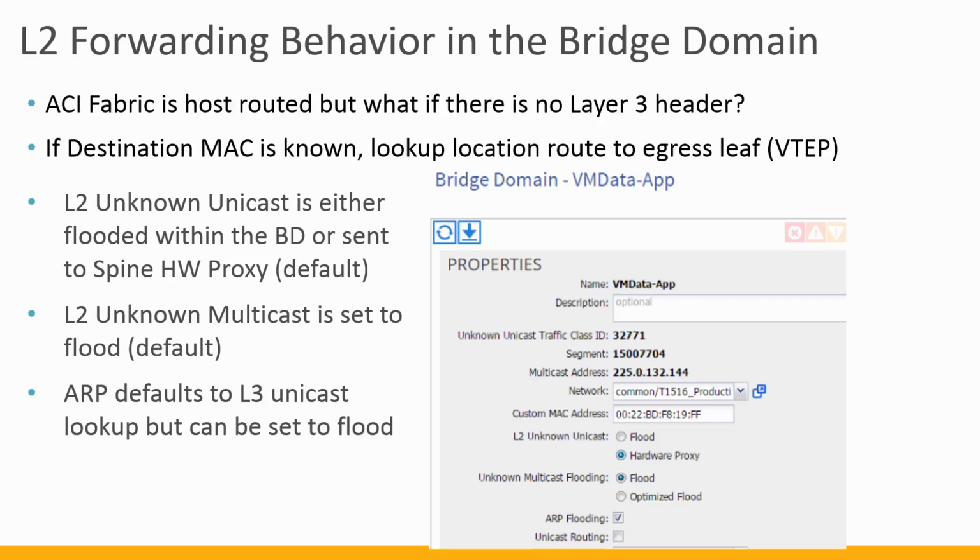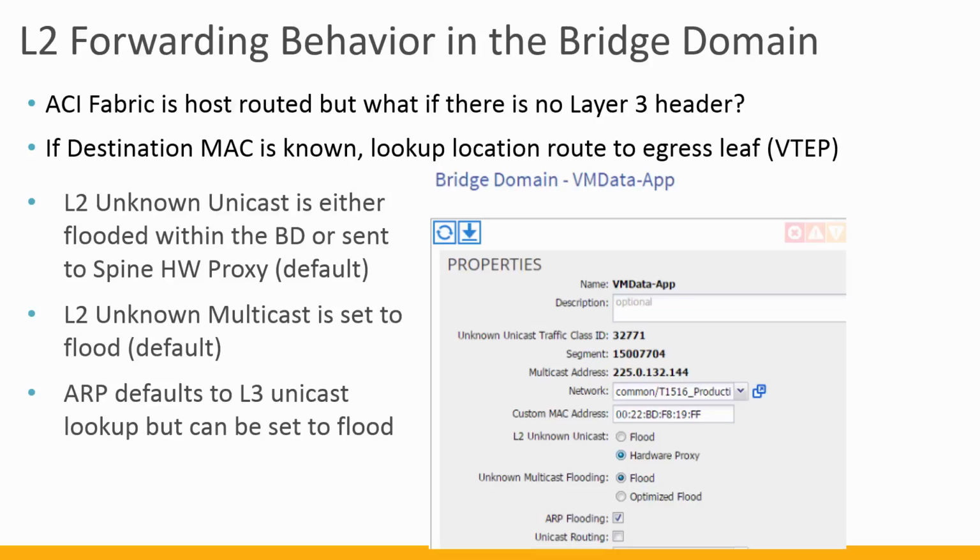The ARP packet doesn't really get modified. It will go on to the host and the host will reply. So this is, from a brief overview, and we'll go into more detail, what allows us to go ahead and get rid of L2 unknown unicast as well as ARP flooding.